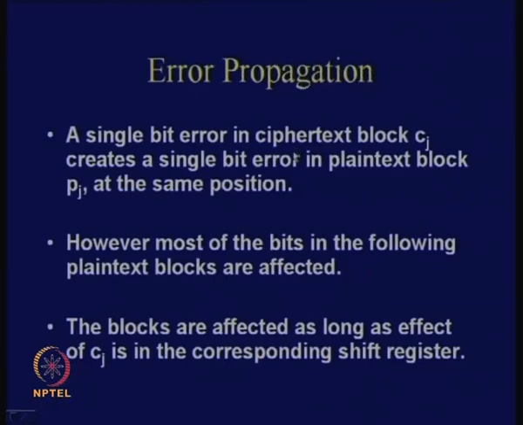We have already discussed this error propagation problem. Revising, a single bit error in ciphertext block Cj creates a single bit error in the plaintext Pj at the same position, because of the XOR function. However, most of the bits in the following plaintext are affected. The blocks are affected as long as the effect of Cj is in the corresponding shift register, and you know how many blocks will get affected.